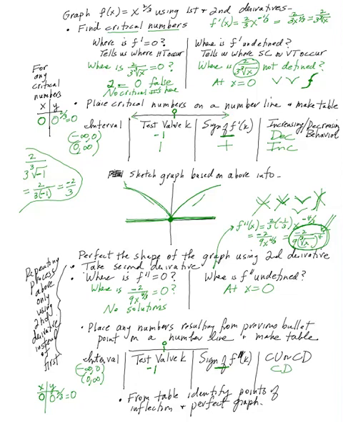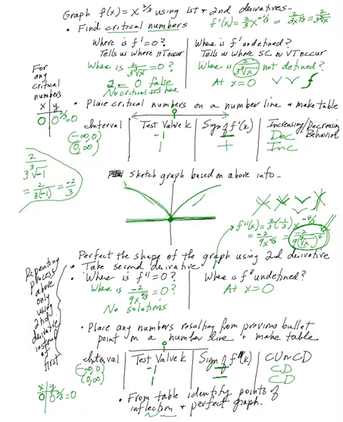Pick a number in my other interval, 1. Again, the sign of the second derivative is negative. Graph is concave down. So the graph is always concave down. I do not have a point of inflection because the concavity did not change from concave up to concave down or concave down to concave up. But that's an important thing to know.